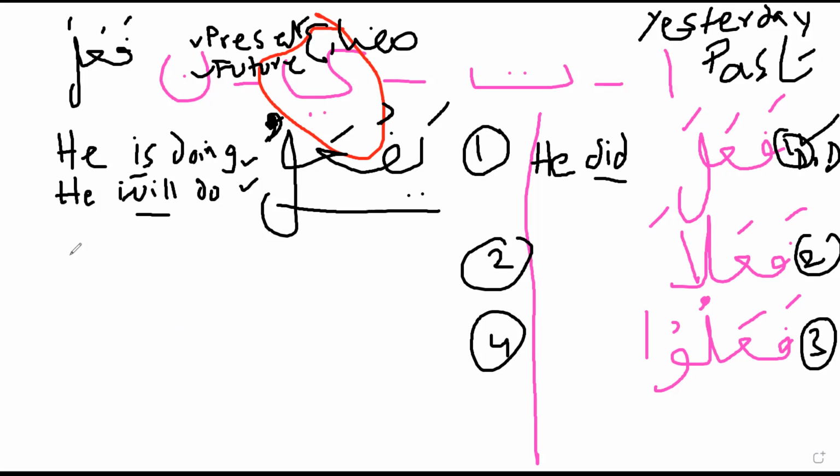Clear? Okay. Now you do this second one. Do the translation of fa'ala. First of all, tell me, fa'ala is second category, thinking on your finger. Male or female? Male. So you will write he or she? He.